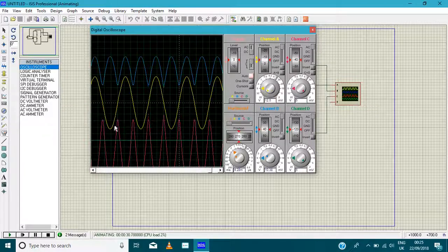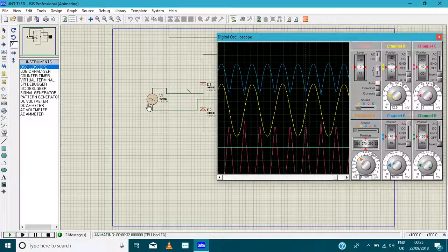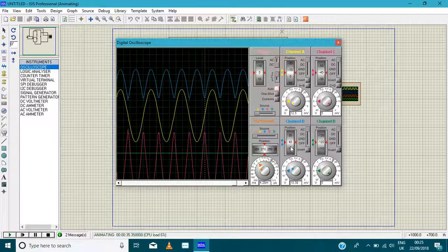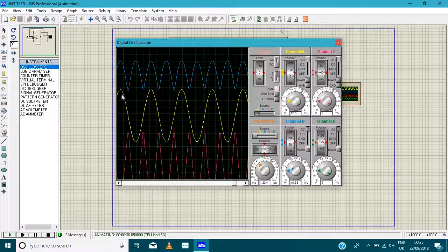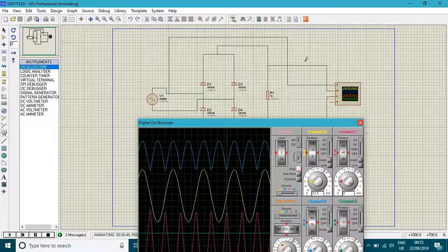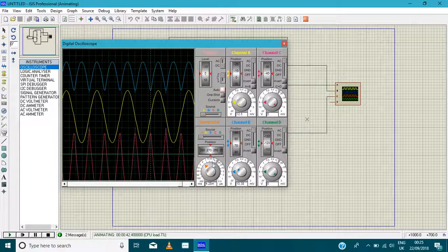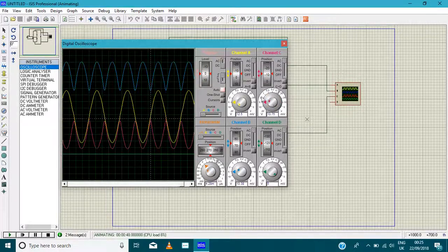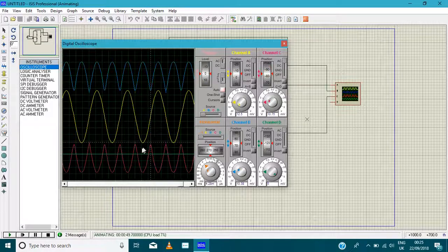Now here this yellow graph is the sine wave which we are generating from this V sine voltage, and this blue line is a half wave. This is zero, full, zero, full, zero, full. This is the half wave, and the third one is another half wave. This is negative, zero, negative, zero. We can check it like this.